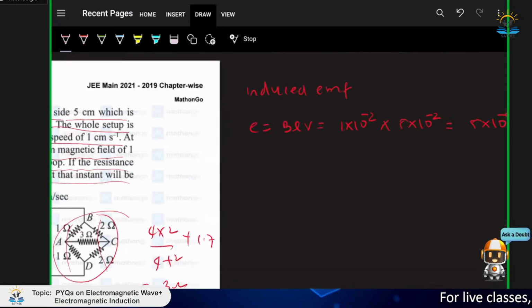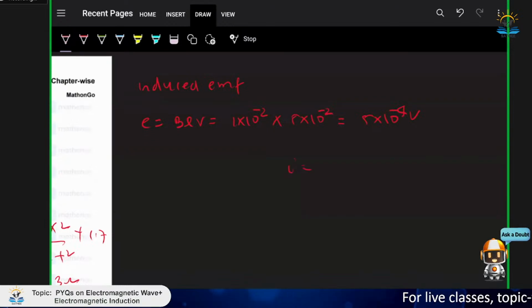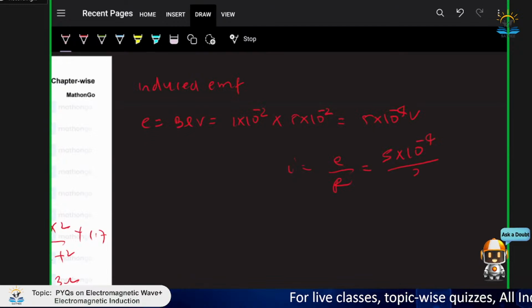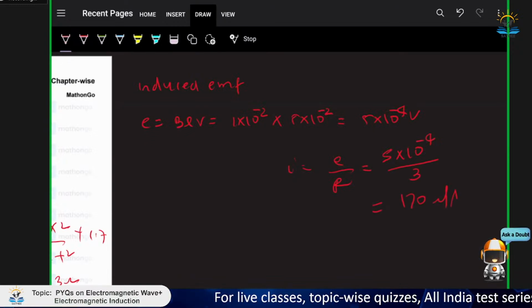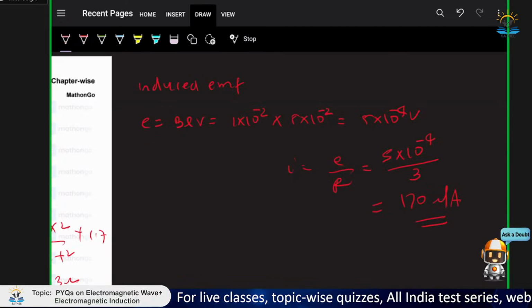So current will be how much? EMF by resistance. EMF is 5 into 10 raised to minus 4. Resistance is 3. So approximately we get 170 micro ampere. 170 micro ampere.